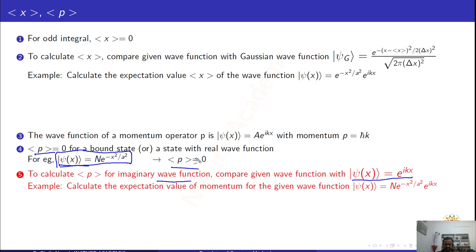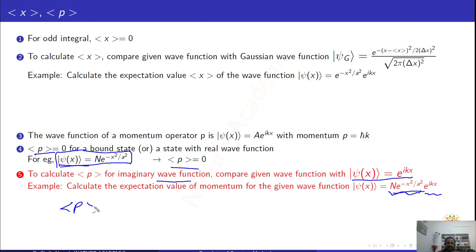For example, calculate the expectation value of momentum for a given wave function psi of x equals N into e power minus x square, e power ikx. Here we have two parts. The first term is a real term, that is N into e power minus x square a square, and the second term is e power ikx.